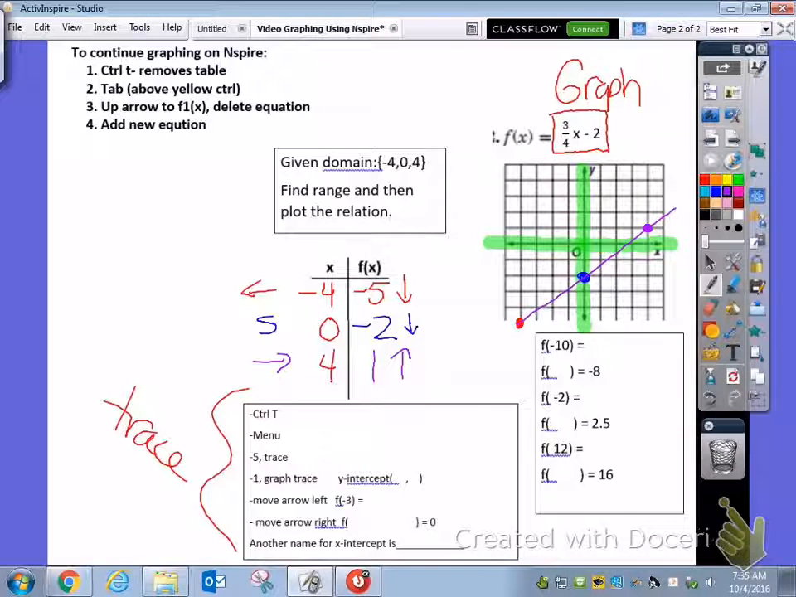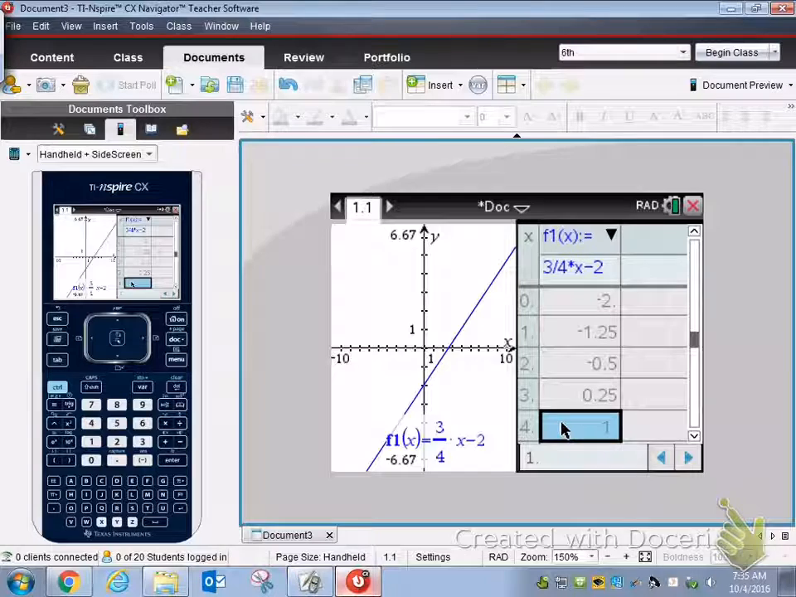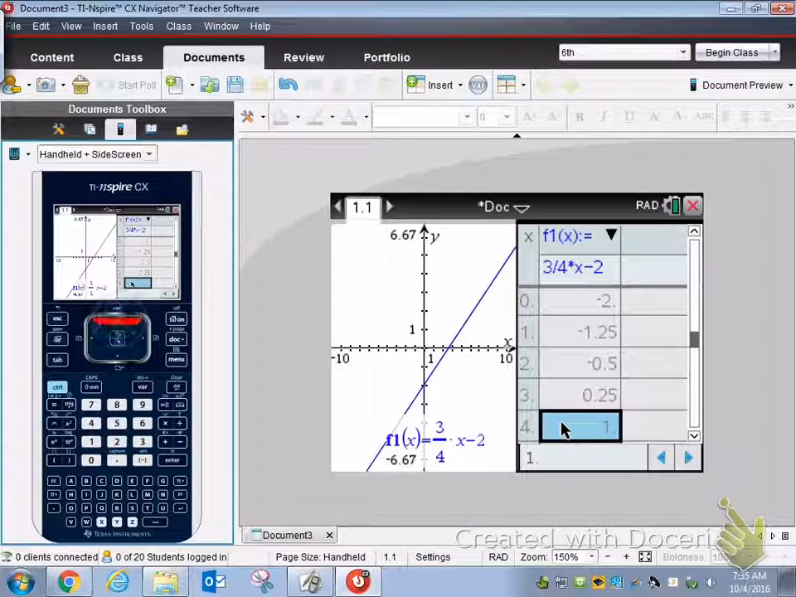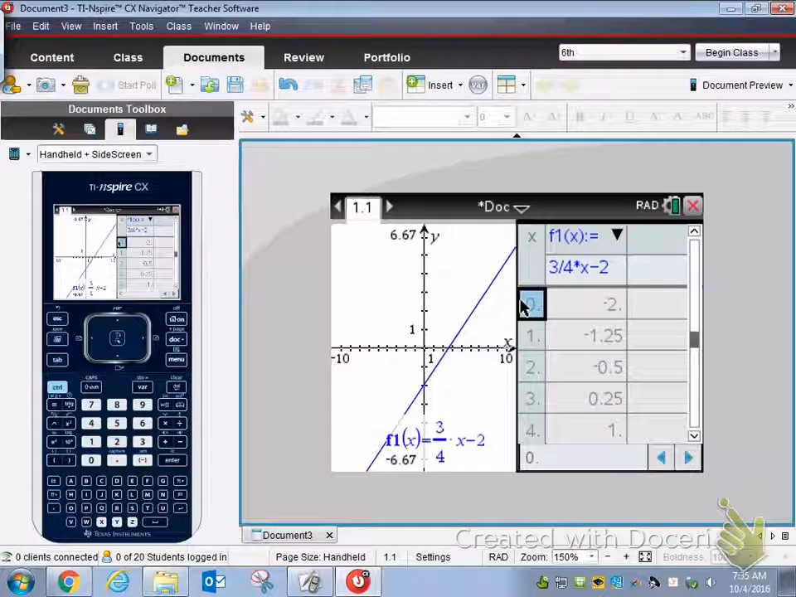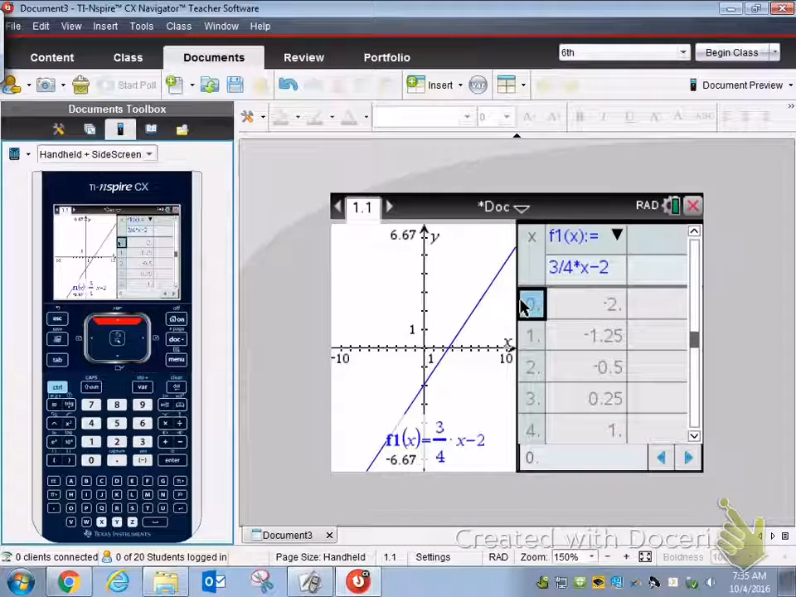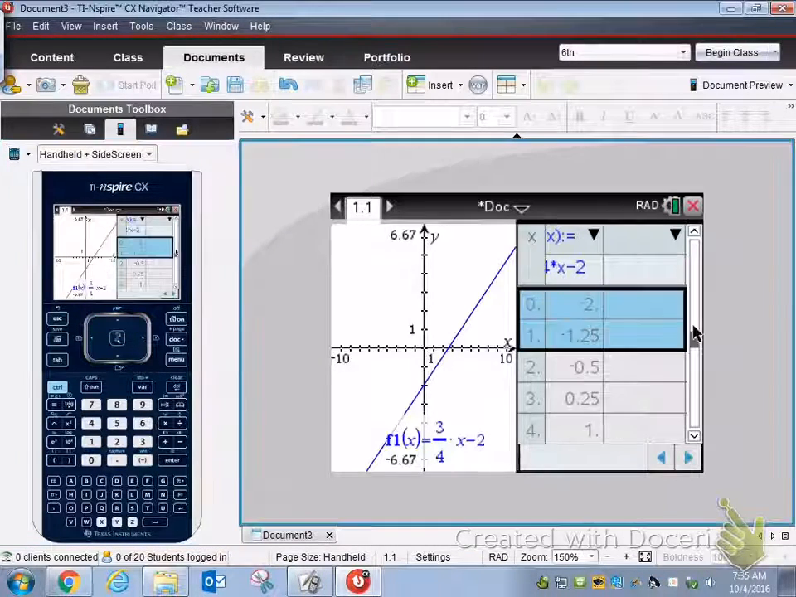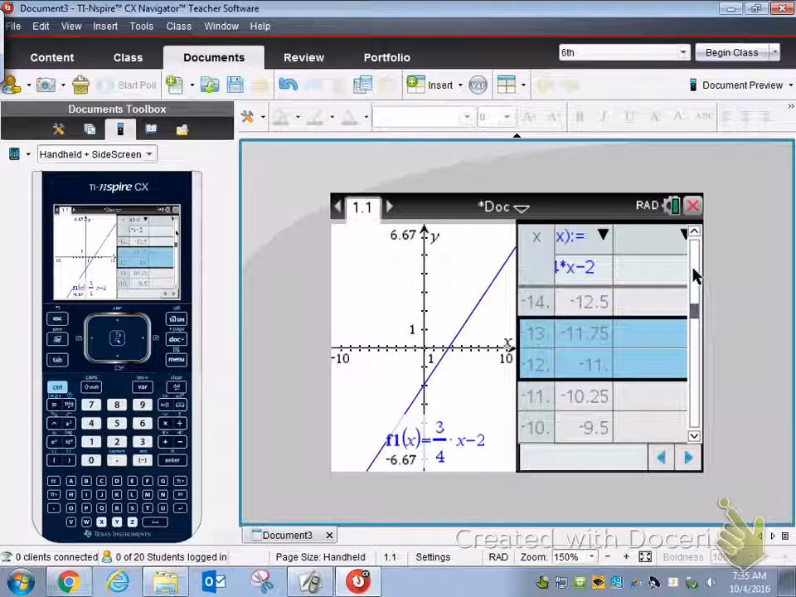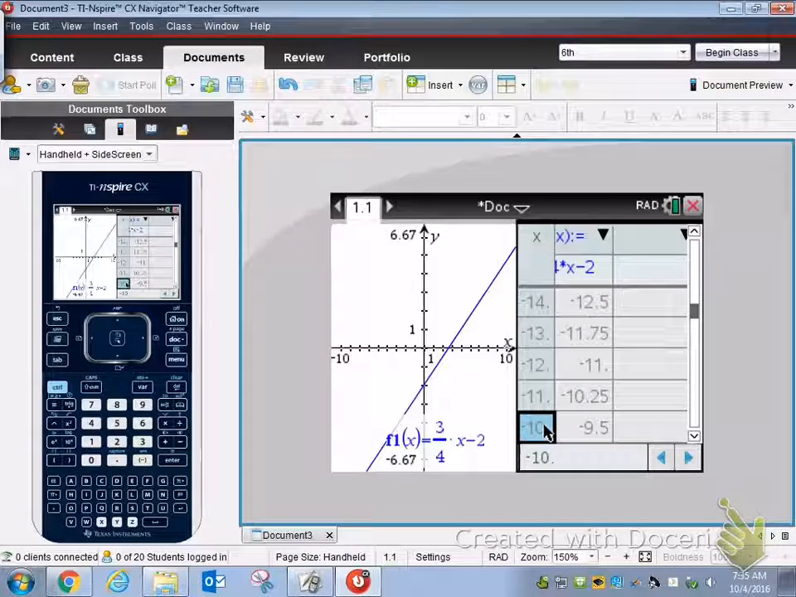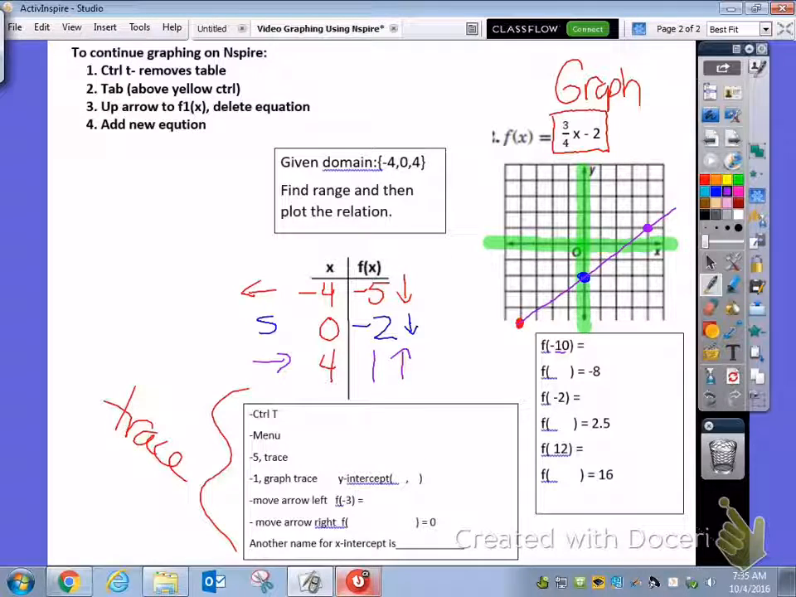Now, while I am here, I'm going to go ahead and fill in this information, f of -10, since I already have my table up. So I'm going to scroll up to -10. It's not moving, sorry about that. Okay, let's see if we can get it to move again. Here we go. All right. So when it equals -10, it is -9.5. So f of -10 is -9.5.